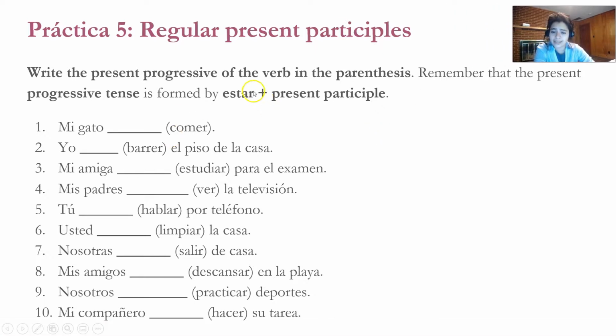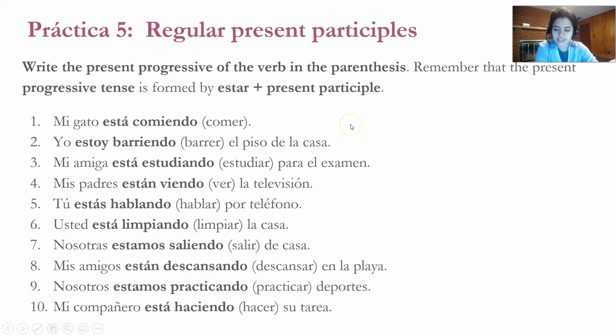So we're going to do a practice now. Write the present progressive of the verb in the parentheses. Remember that the present progressive tense is formed by the verb estar and the present participle. So what you have to do here, mi gato blank comer. You have to turn this into the present progressive. And how do you do it? You first conjugate the verb estar according to the subject, in this case it's mi gato, and then the verb comer, you turn it into the present participle. Remember, all of these verbs are regular. And here you can check your answers.